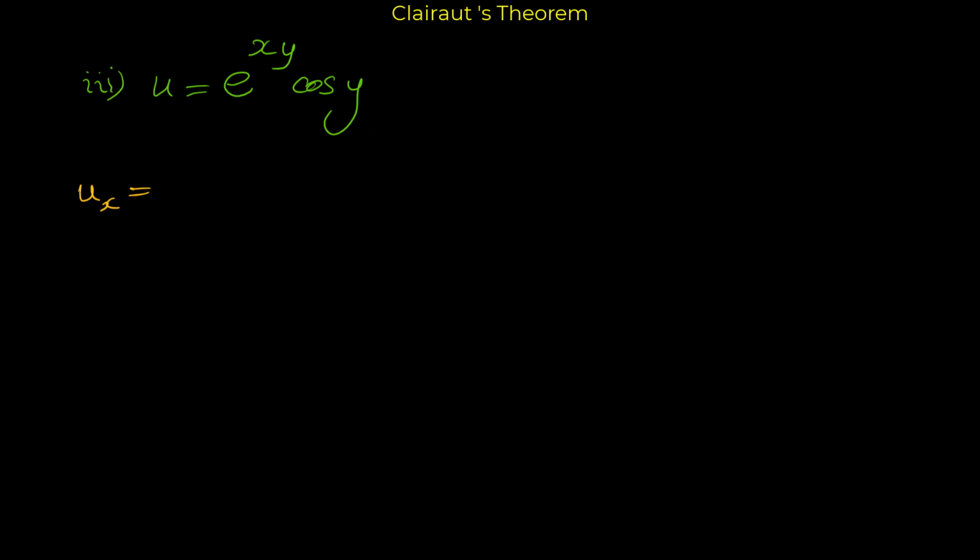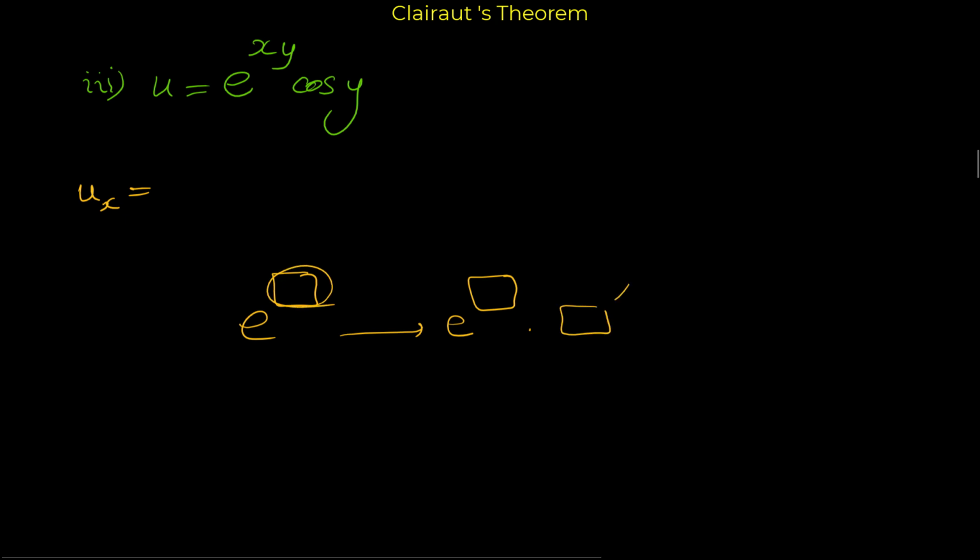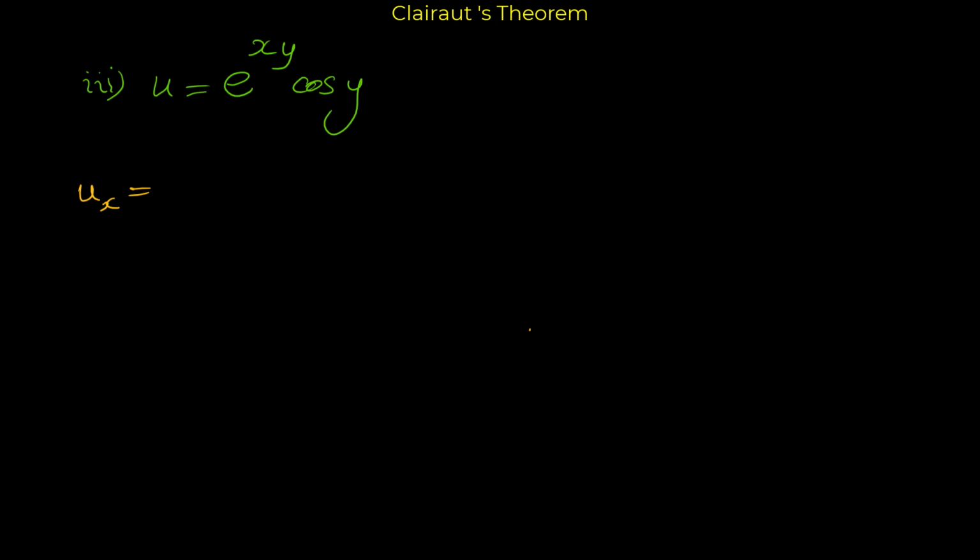Let me remind you that the derivative of e to the x, or e to the any expression, is the same expression. e to the x is e to the x. e to the sine of x is e to the sine of x times the derivative of the exponent, whatever is there. This was the formula that we remember from calculus 1.